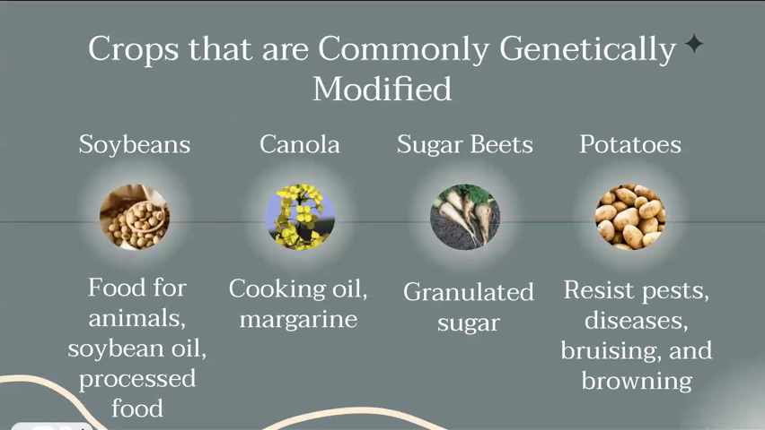So here are four examples of crops that are commonly genetically modified. We have soybeans, which are used for food for animals, soybean oil, and processed food. Canola, which is used for cooking oil and margarine. Sugar beets, which are modified for granulated sugar. And then potatoes are modified to resist pests, diseases, bruising, and browning.